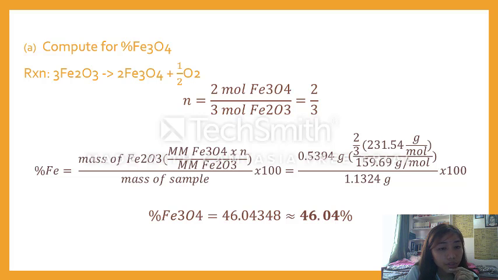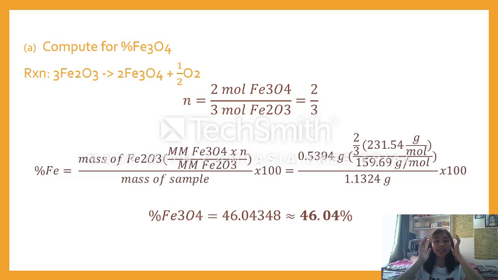Then this is for the percent Fe3O4 na guys, dili na percent iron. Ato lang i-plot ang mga given and our new GF which is equivalent to 2/3 times molar mass of Fe3O4 over molar mass of Fe2O3. Then divided ang tanan to 1.1324 and multiply by 100. Mao na ato makuha na percent Fe3O4 is equivalent to 46.04%.